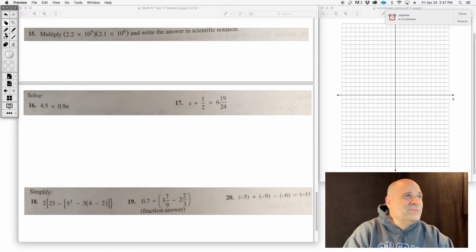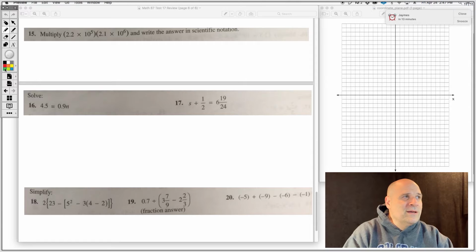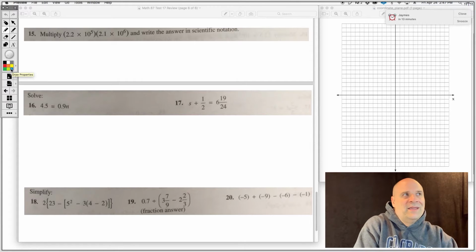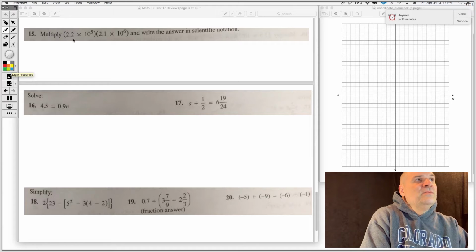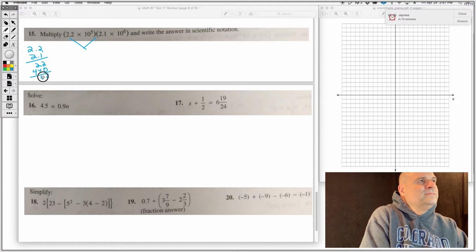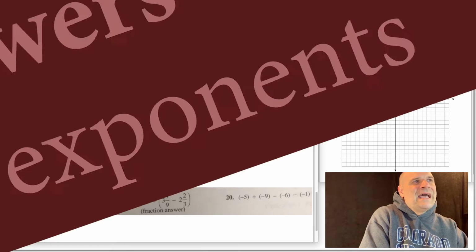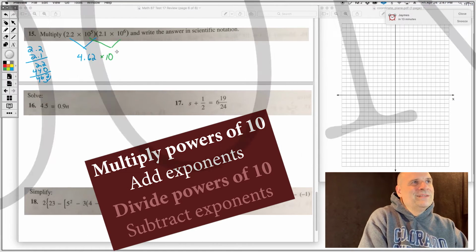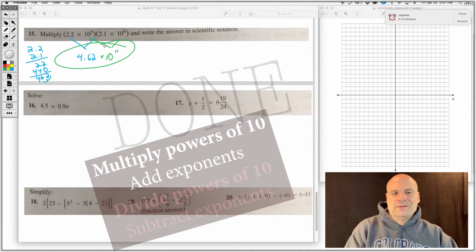All right, number 15, we're gonna write this in scientific notation. All we're doing is multiplying the big numbers, the normal numbers together, and then we're multiplying the powers of 10. So we're gonna multiply 2.2 times 2.1. So let's do that. 2.2 times 2.1 is, and bring the decimal over 2 places, 4.62. And then we're going to multiply the powers of 10. Remember, when you multiply powers of 10, you're just adding the exponents. 5 plus 6 is 11. And there's your answer.